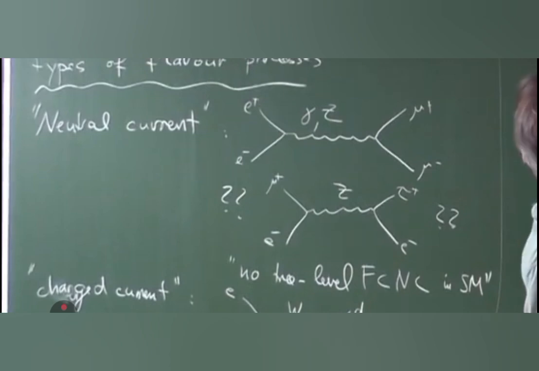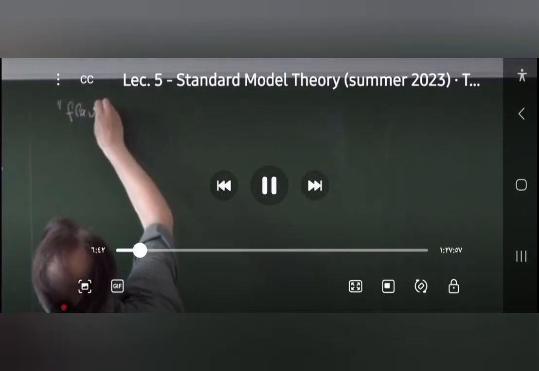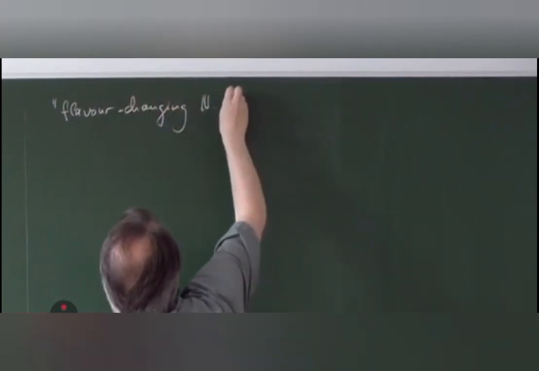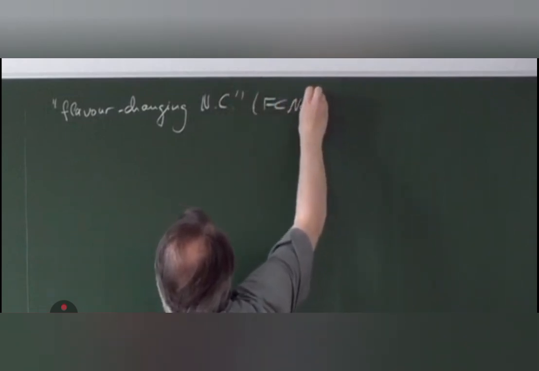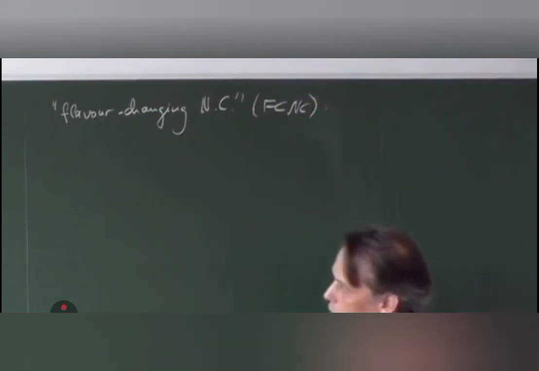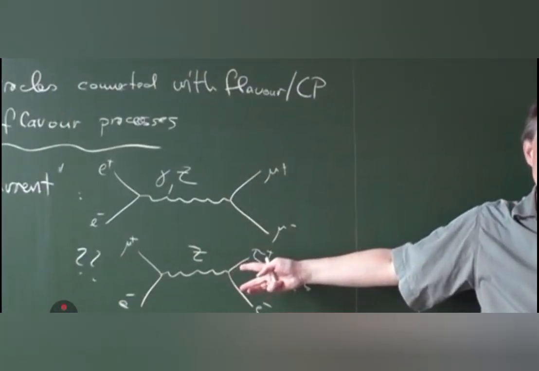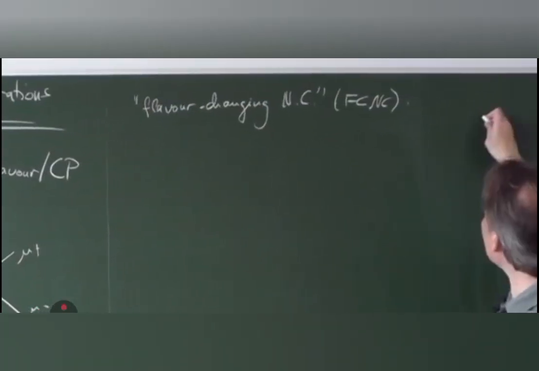Then let's give an example of flavor changing neutral current, or FCNC. So at tree level this doesn't exist, even though I've not yet proven that there is no such vertex, but let me show you a vertex and a Feynman diagram which definitely exists.